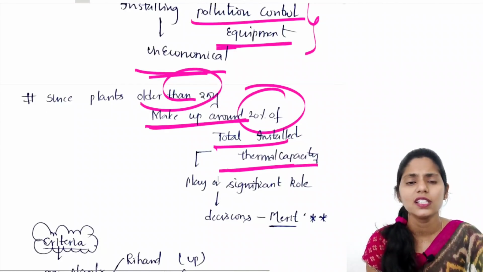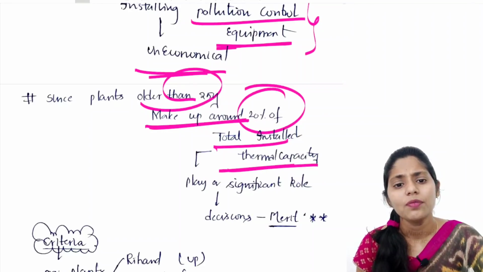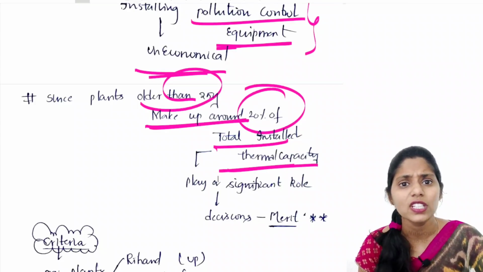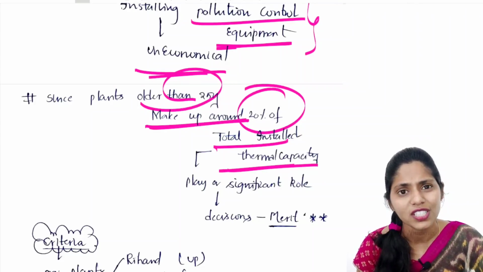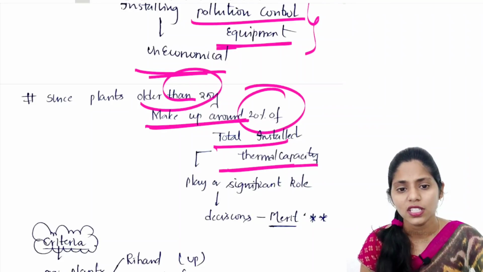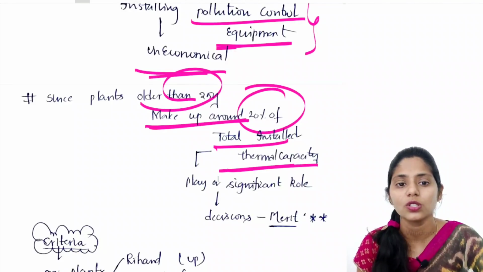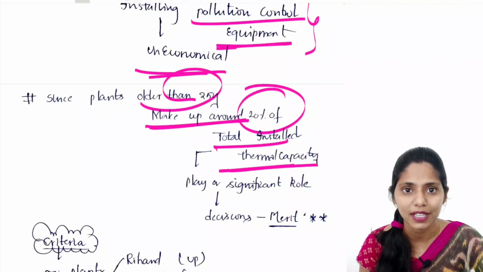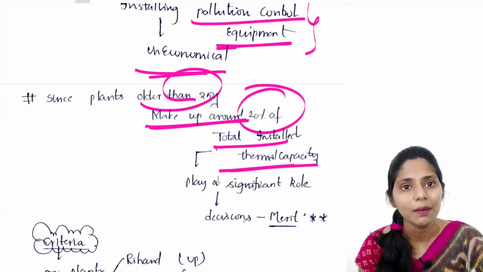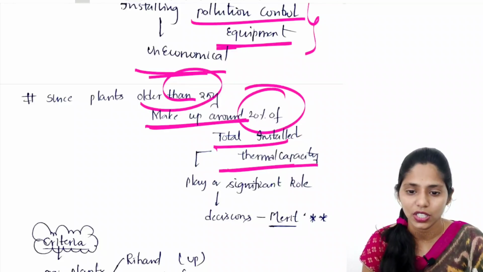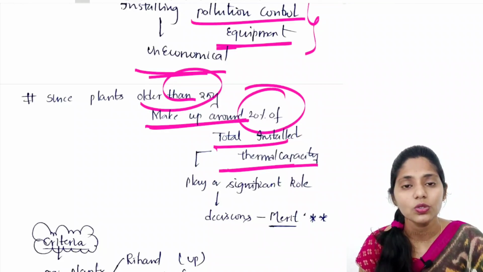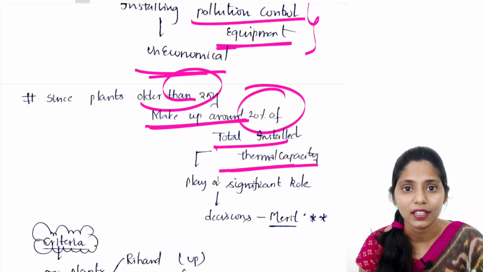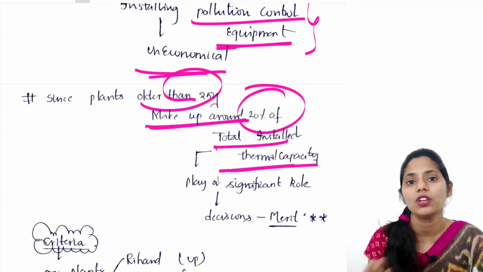So this article says that yes, we are having advantages, but if they are more than 25 years old and still functioning well, then what is the need to close them? Right? They make up around 20% of total installed thermal capacity, so they play a significant role in our power generation. We need to decide whether to shut down these plants or not based on merit, not on the fact that they are 25 years old.